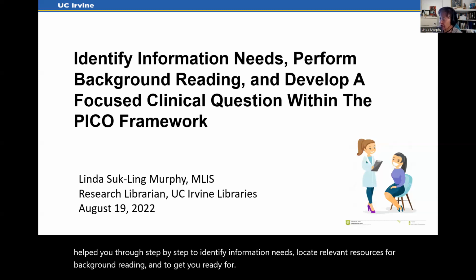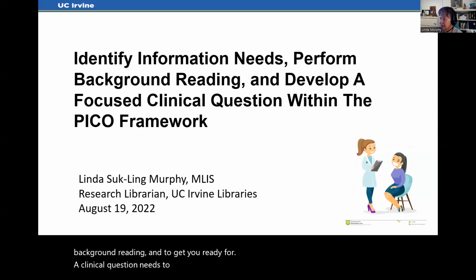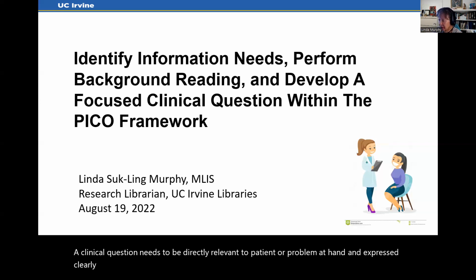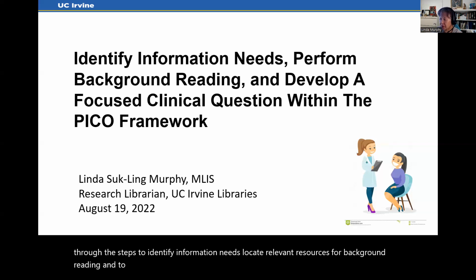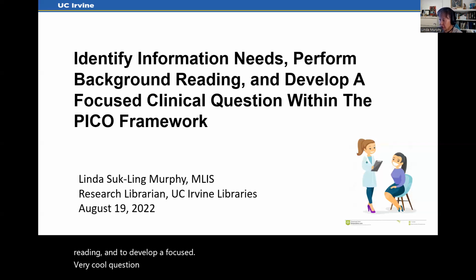A clinical question needs to be directly relevant to the patient or problem at hand and expressed clearly, to enable you to facilitate the literature search for an answer. This tutorial guides you through the steps to identify information needs, locate relevant resources for background reading, and develop a focused clinical question within the PICO framework that is directly relevant to a real clinical case scenario.